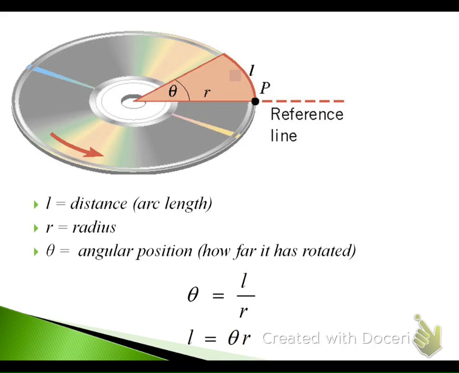We can connect these three variables using these two equations down here. The angle will be equal to distance over radius, or if you rearrange that equation, you'll get the bottom one. So these two equations mean the same thing. They're just rearranged a little bit.